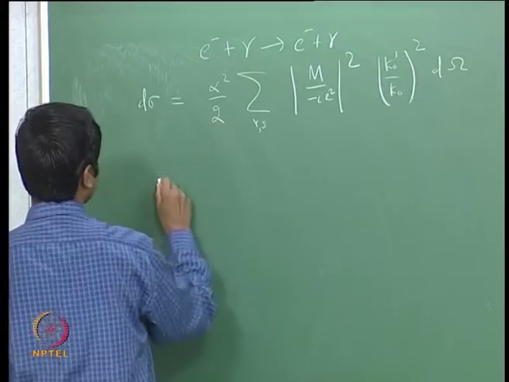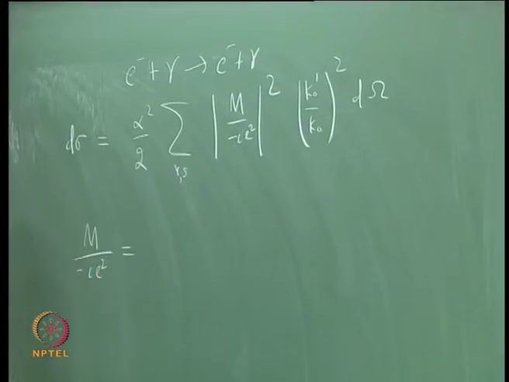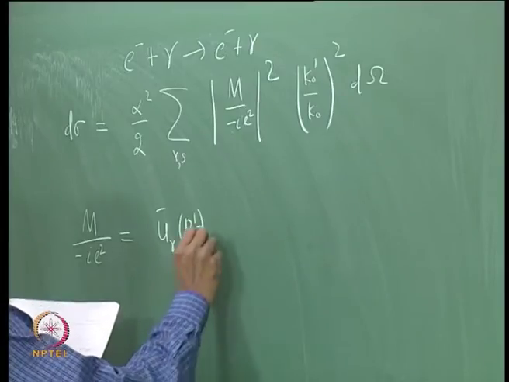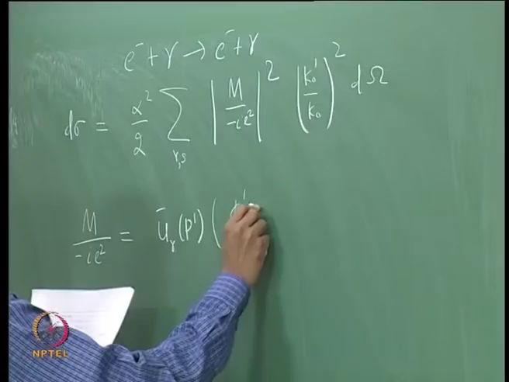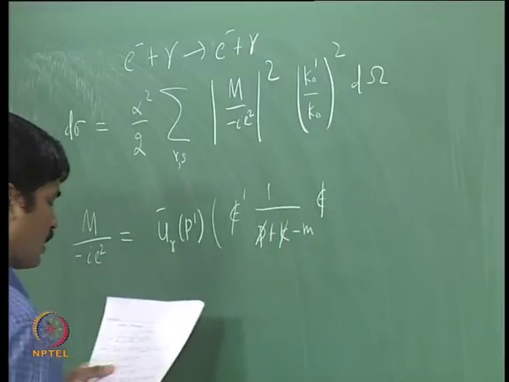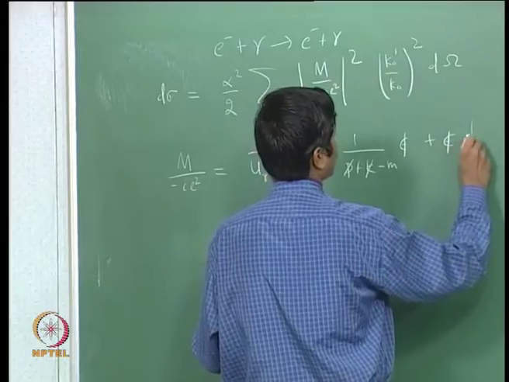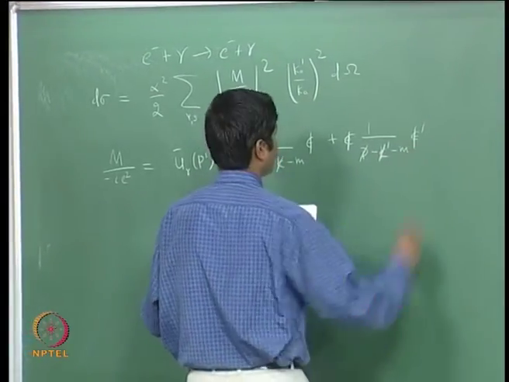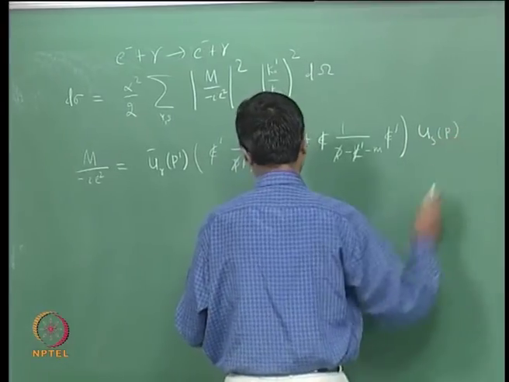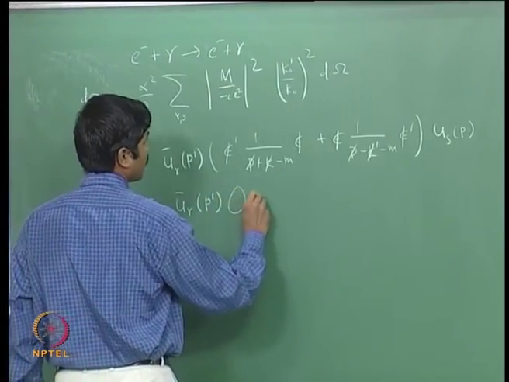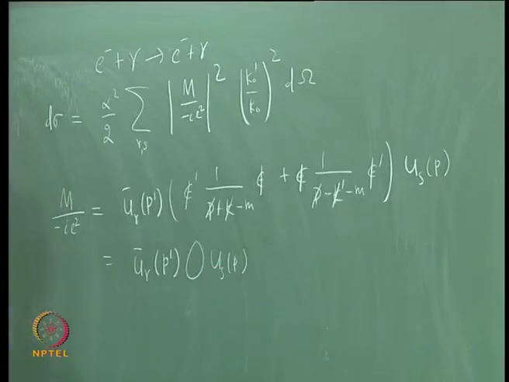where this quantity M over −ie² we have seen is given by ū_r(p′) ε′-slash 1 over (p-slash + k-slash − m) ε-slash plus ε-slash 1 over (p-slash − k′-slash − m) ε′-slash u_s(p), which is of this form ū_r(p′) times some operator times u_s(p). What we are interested in is the mod square of this summed over r, s.